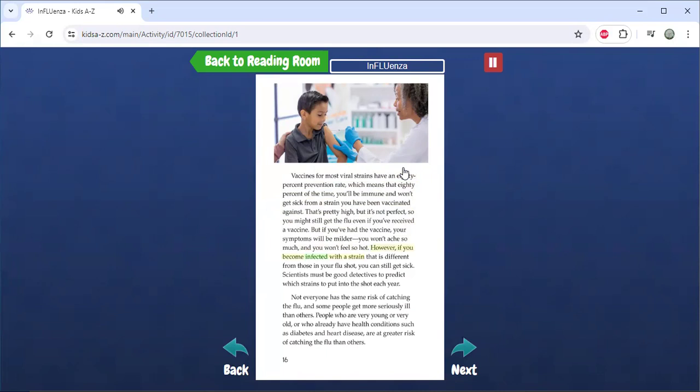However, if you become infected with a strain that is different from those in your flu shot, you can still get sick. Scientists must be good detectives to predict which strains to put into the shot each year. Not everyone has the same risk of catching the flu, and some people get more seriously ill than others. People who are very young or very old, or who already have health conditions such as diabetes and heart disease, are at greater risk of catching the flu than others.